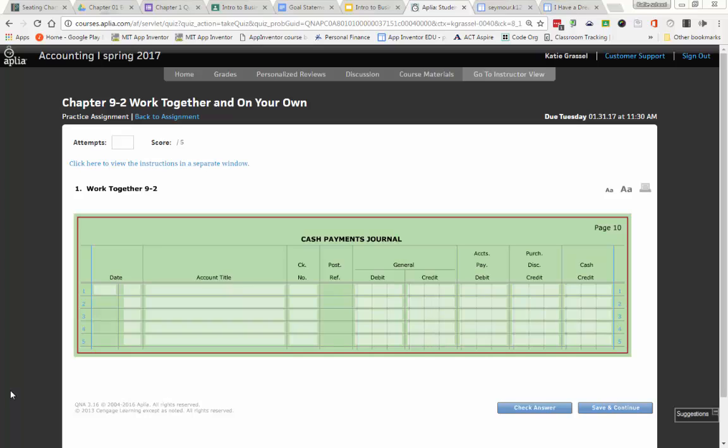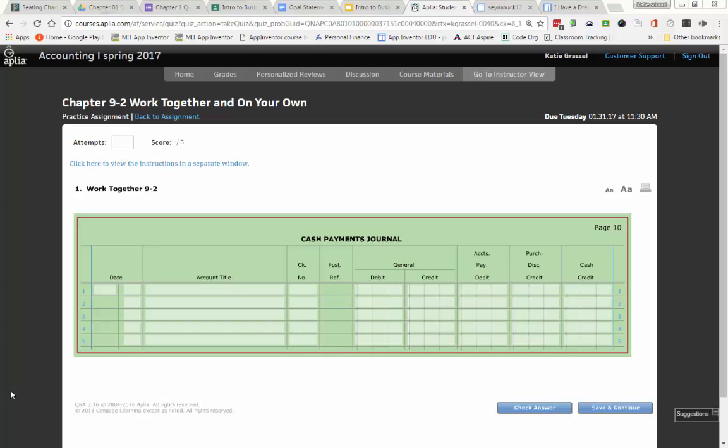So again, purchases discount is a contra cost account, and it has a credit normal balance. The contra accounts always have the opposite normal balance of whatever its controlling account is. And then we have our last column on our payments journal, which is cash.